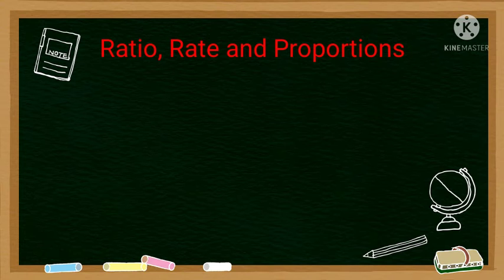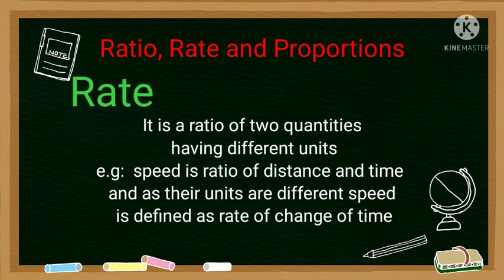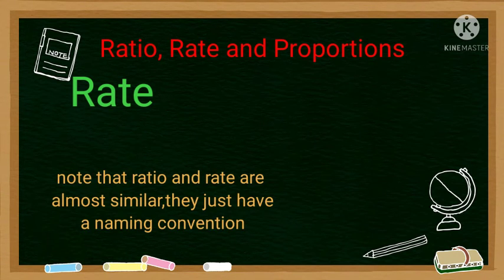Now talking about rate, it is a ratio of two quantities that are not in the same units. The only difference between ratio and rate is that ratio is between two similar quantities, whereas rate is a ratio between two different quantities.